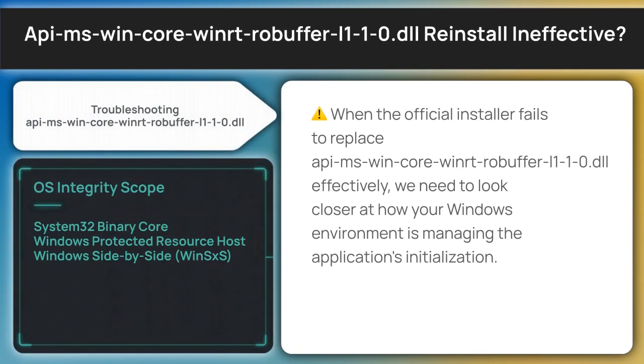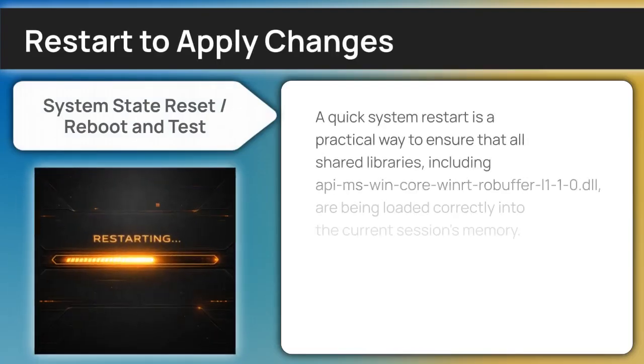Performing a restart can determine if the error is just a transient environment glitch. A reboot refreshes your system's path variables and can sometimes re-establish a broken link to the WinRT Row Buffer file.